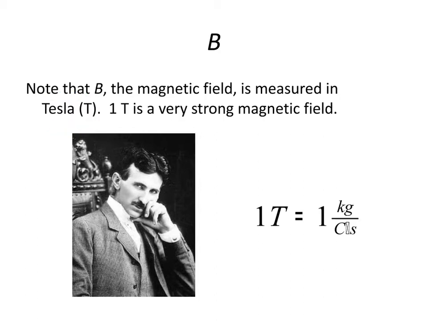1 Tesla is actually equivalent to 1 kilogram per Coulomb second, like so. Now, 1 Tesla is actually a very strong magnetic field. We don't often encounter a field that strong. The Earth has its own magnetic field, but it's much, much weaker than 1 Tesla.